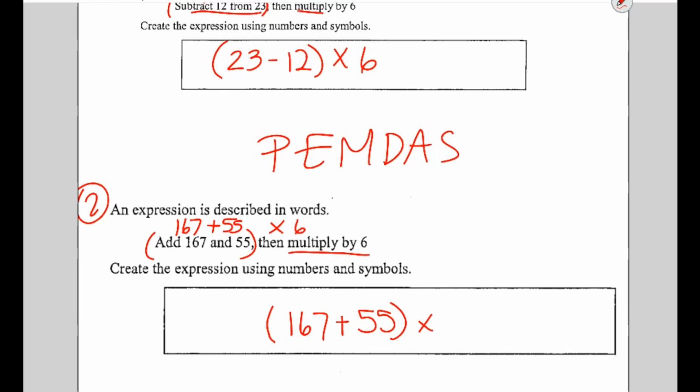If they just said everything, then we could have done 55 times 6, then add 167 to it, but that's not what they told us. They told us to add first, then they told us to multiply by 6. So we have to take what we added and multiply by 6. All right, next example.